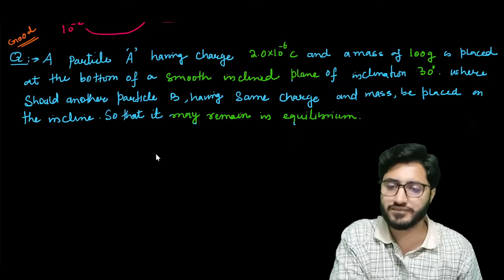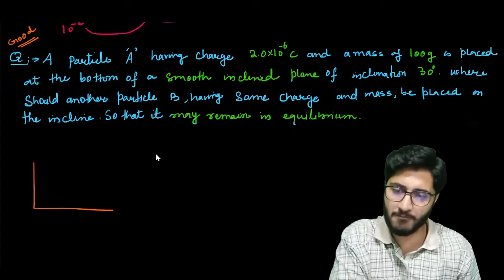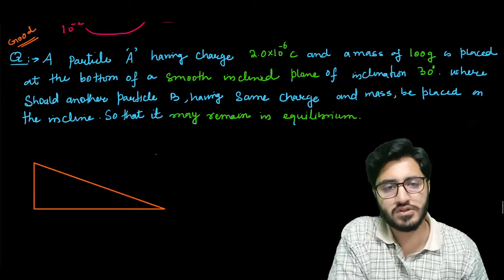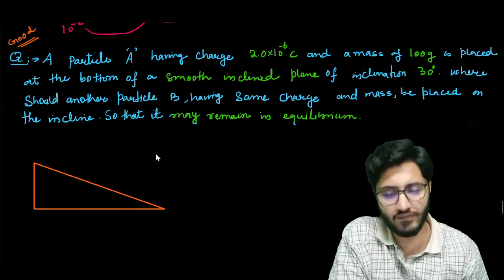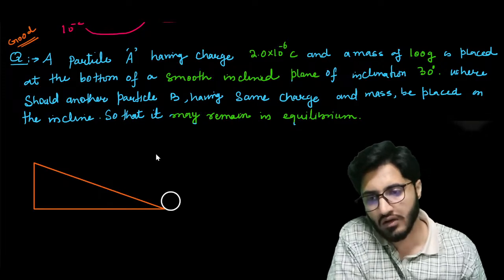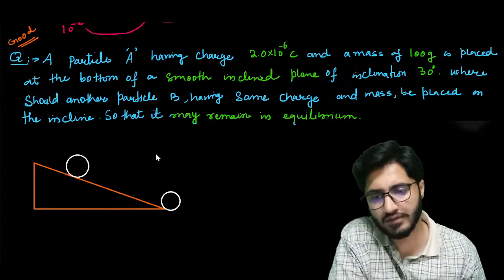For my diagram, okay. So this one is my diagram. We have one particle at the bottom. Look, this is my one particle at the bottom. One more particle is somewhere at this particular point. Okay. Look now.